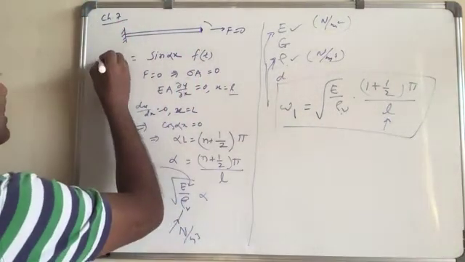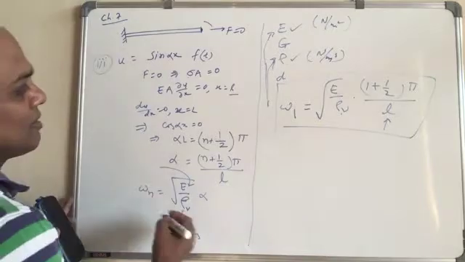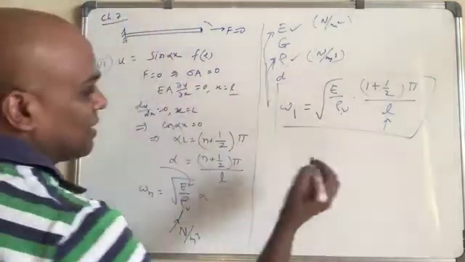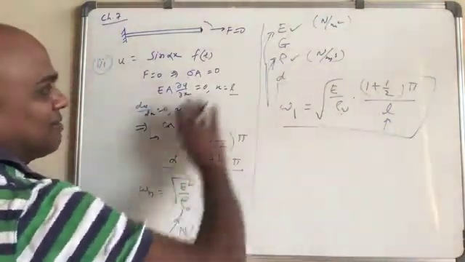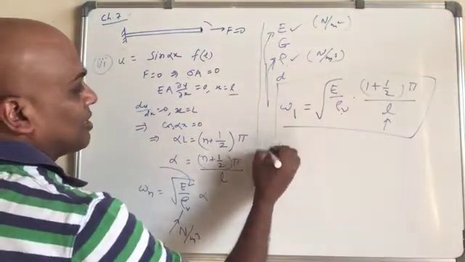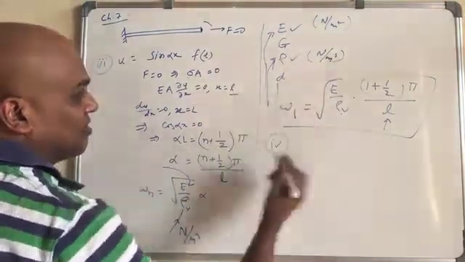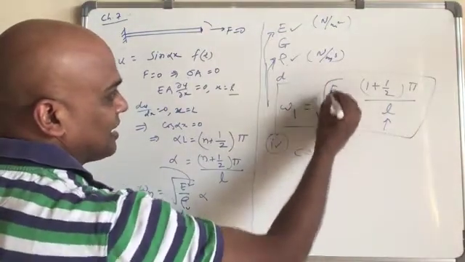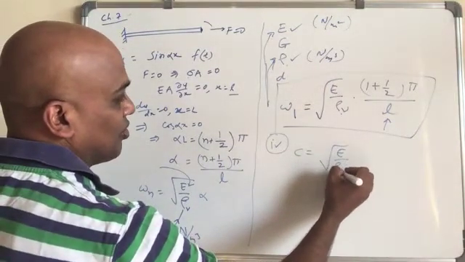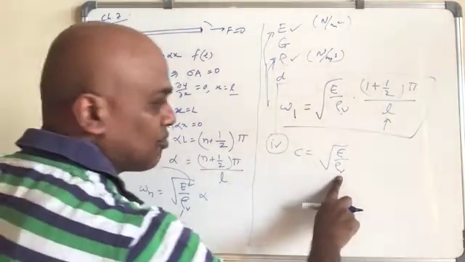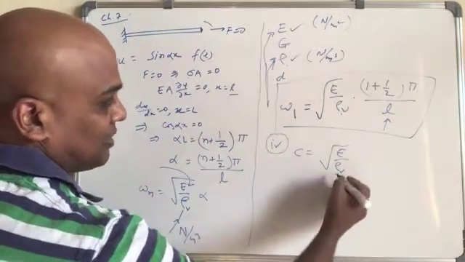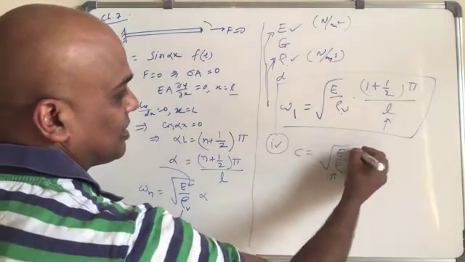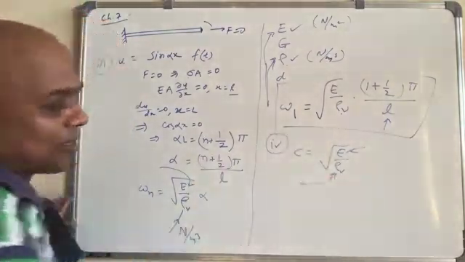So this is the, say, third question from this chapter, and here you found out the fundamental frequency. In the fourth one, we found out the wave speed. Wave speed is simply the square root of E over rho, where rho is the volume density, mass per unit volume. This was given for the material, so you can directly find it from there.